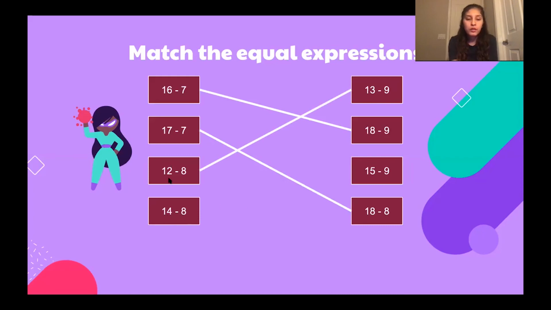It's 14 minus 8. So 14 minus 8 has to be equal to 15 minus 9, because they're our last options. So there we go.